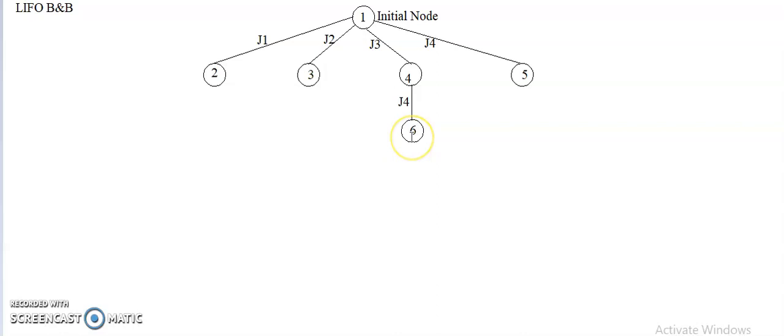Now I am supposed to explore this particular node, 6. I can't explore node 6 further because job 4 is already scheduled. Both jobs, J3 and J4, are scheduled by ignoring J1 and J2. So it is a dead end and I can't explore further. I will pop out node number 6. The next node on top of my stack is node number 3, so I will pop this out and try to explore it.